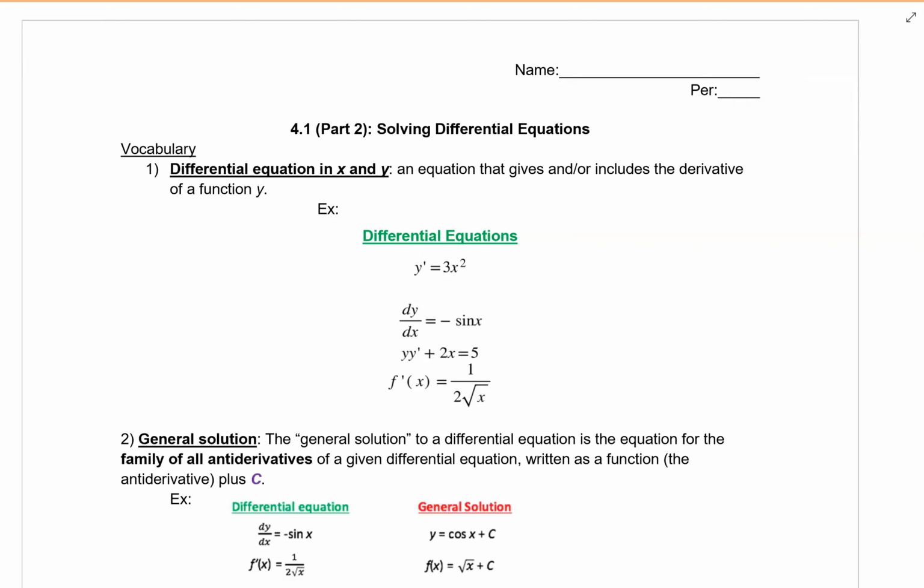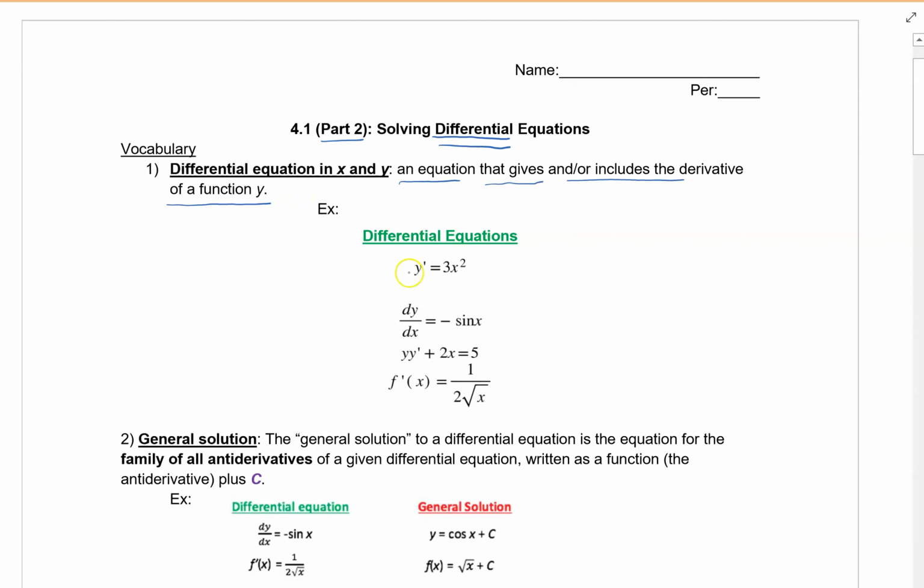Hi class, welcome back to part 2 of section 4.1 where we're talking about antiderivatives and integrals. This portion of the lesson is focused on solving what we call differential equations. So what is a differential equation? It's an equation that gives the derivative or includes the derivative of a function y in the equation.